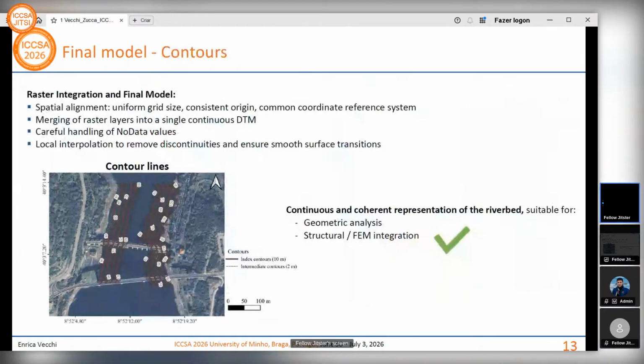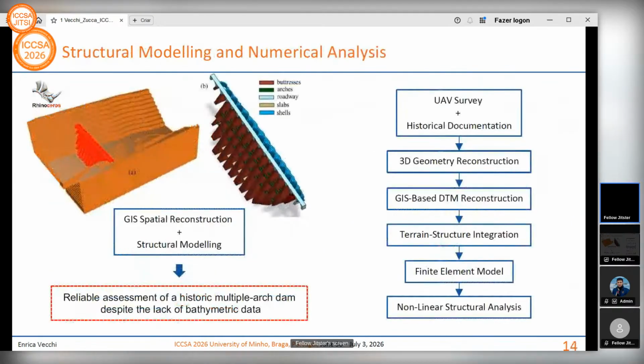Then finally, we combined the central model and the sides. We extracted the contour lines to be used in the final analysis, also handling some problems in the merging, like no data values or discontinuities and so on. And we obtained our model to be used in the following analysis, the structural analysis.